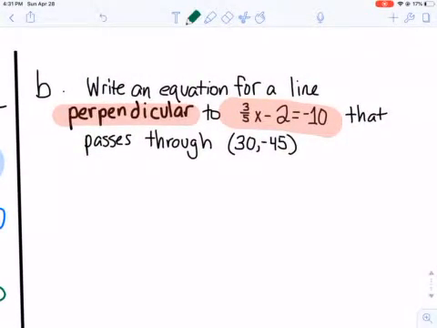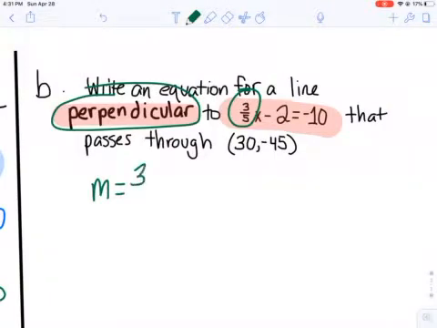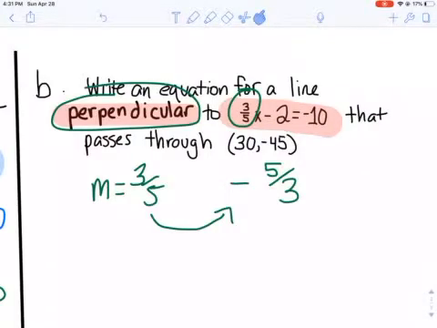Again, the only thing I care about is my slope. I want a perpendicular line, so I'm looking at the slope again. Slope, m equals 3/5. Doesn't matter to me what b is or what y is. I don't care. I don't need those right now. All I need is my slope. Now I know for perpendicular lines, slopes are opposite reciprocals, so I can take this slope, flip it over, and the opposite of positive 3/5 is negative, so I get negative 5/3.